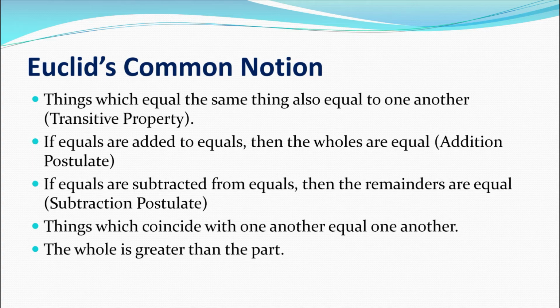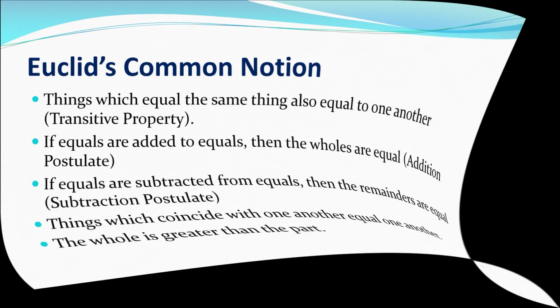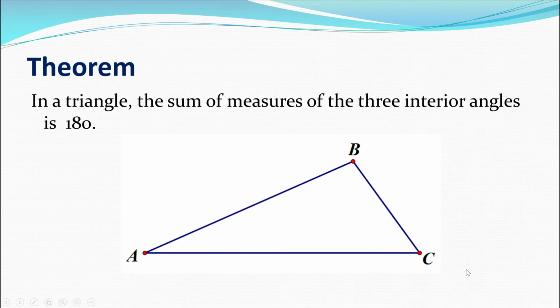So one of the famous theorems that Euclid developed is about triangles. The theorem states that in a triangle, the sum of the measures of the three interior angles is 180. When he first developed the theorem, he needed to prove to all people that this is always true. Now, how do you prove that the sum of the measures of all three interior angles is 180? Well, let's set up the proof here.